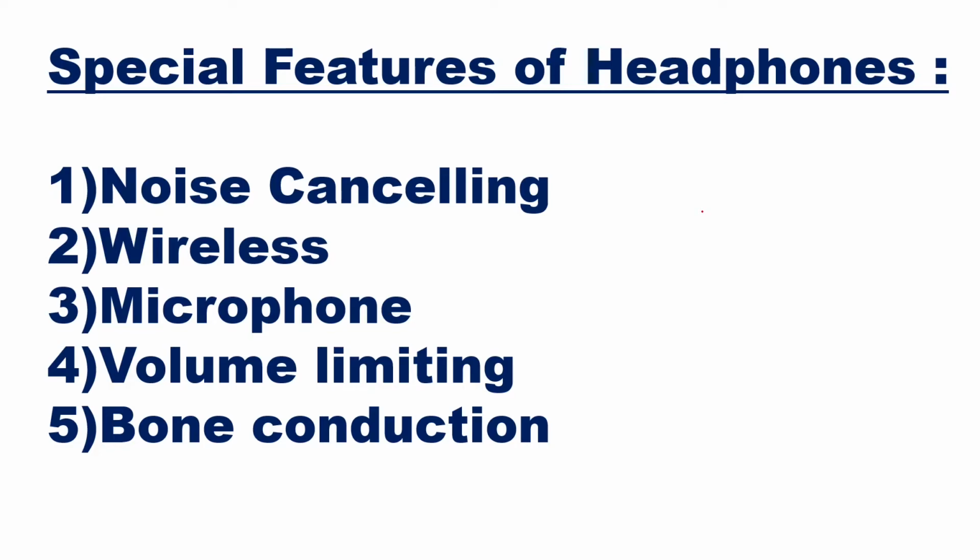The second feature is wireless, where a headphone can be connected wirelessly using an infrared system or Bluetooth, where there is no wire connected between the system which is going to produce the electrical waves and the headphone which is around the ear or placed near the ear.